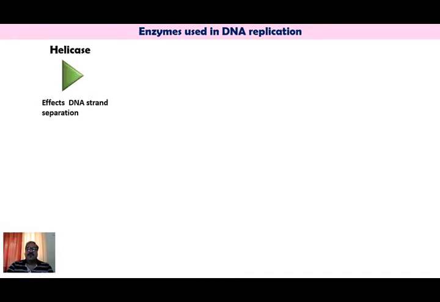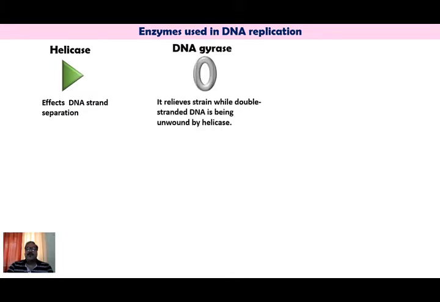The first enzyme is the helicase enzyme. The main action of this enzyme is that it helps in the removal of the hydrogen bonds between the opposite strands of DNA, thus separating the double-stranded helix into single strands. The second enzyme is DNA gyrase in the case of prokaryotes and topoisomerase in the case of eukaryotes. This enzyme relieves the strain while double-stranded DNA is being unwound by the helicase enzyme.